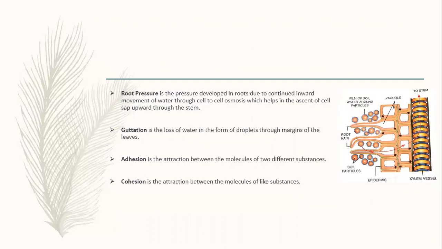Root pressure. Root hairs absorb water and minerals from the soil and it reaches the cortical cells. Root pressure is developed due to cell osmosis in the root tissue. Root pressure is one of the forces to raise water up through the stem into the leaves.